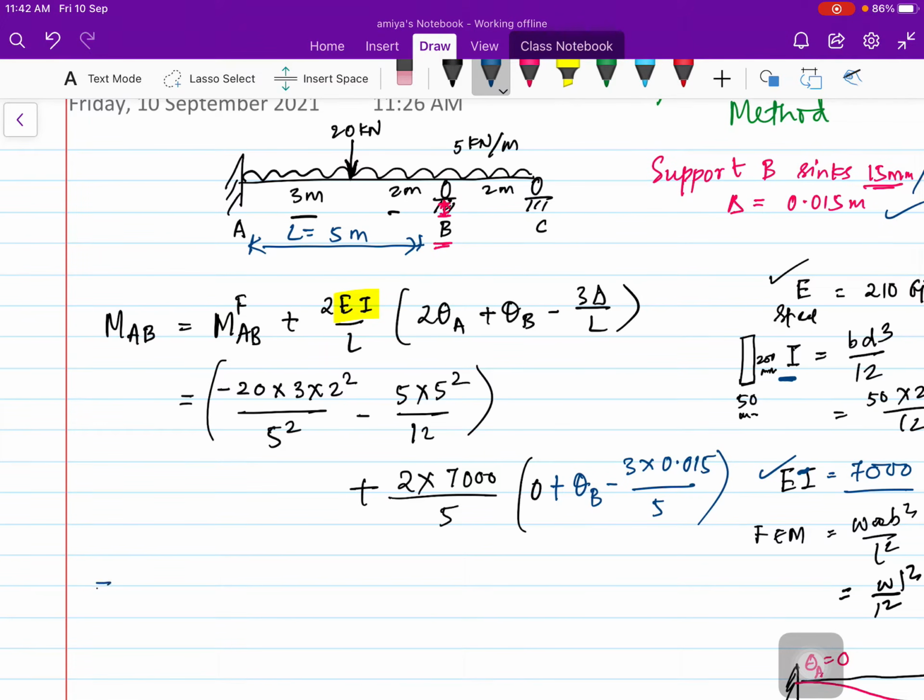This implies our MAB is equal to minus 9.6 minus 10.42 as the fixed end moment, plus 2 into 7,000 by 5 is 2,800 theta B minus, this is 9 into 10 to the minus 3.